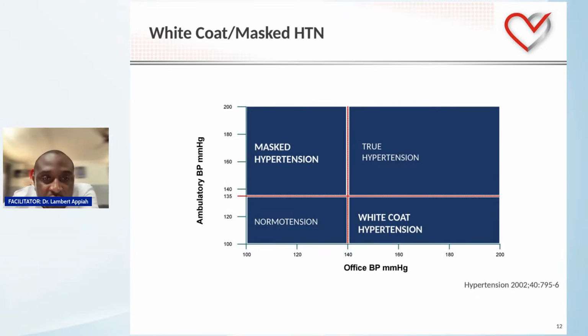high blood pressure. So if we divide this whole blue space into four by these two lines, you realize that when a patient comes to the office, you check the blood pressure and it's above 140.